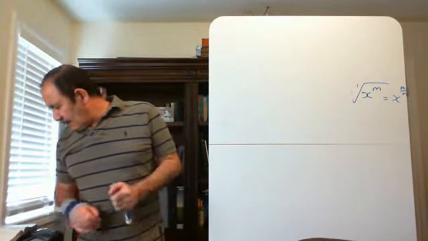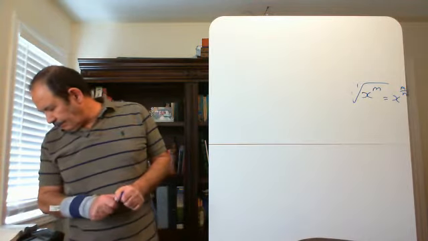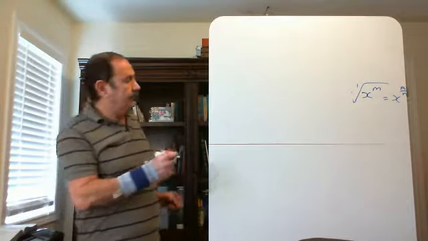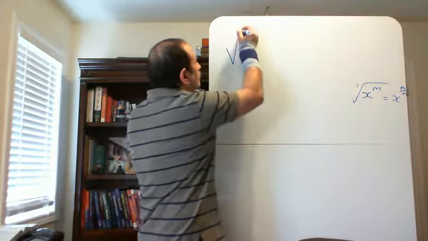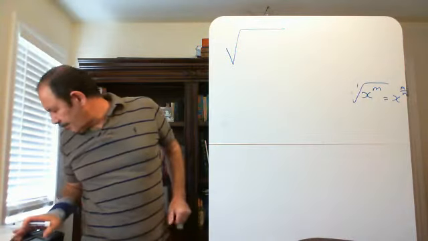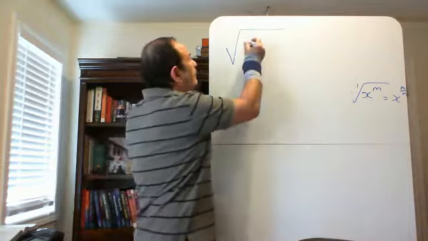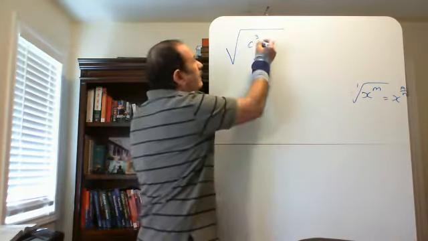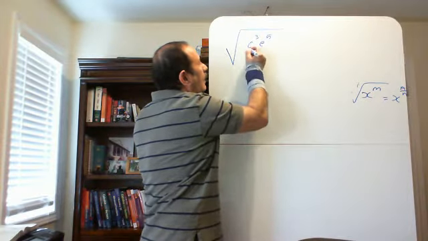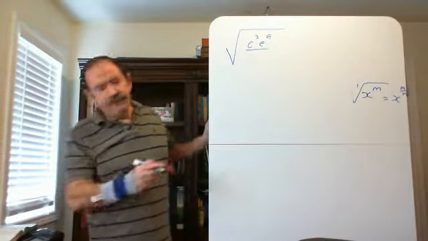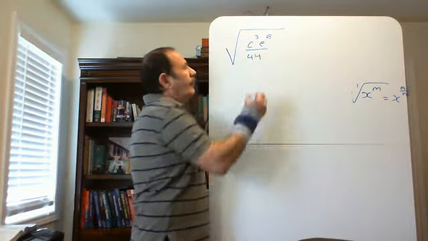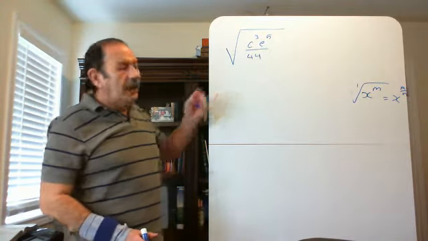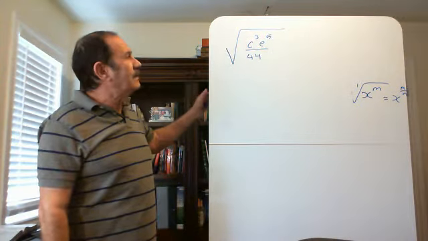Okay. Let's say for this one: the square root of c to the power of 3 e to the power of 5 over 44. This is question number 34 of your book, page 350. I want to simplify this one.